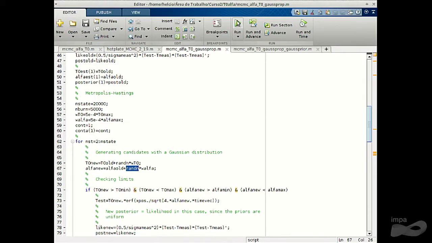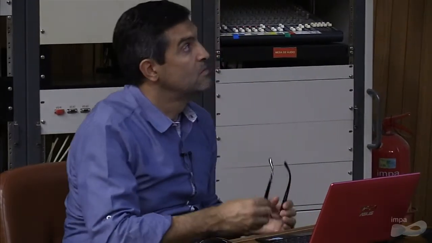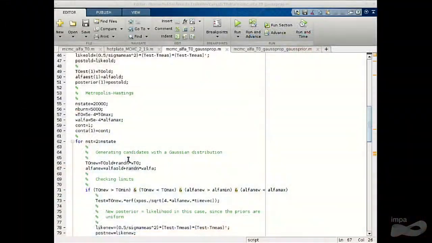Now we have a Gaussian proposal, okay? So randn is a number from a standard Gaussian, zero mean and unitary standard deviation, and then we multiply by WT0 and W alpha, which correspond respectively to the standard deviations of T0 and of alpha. You see that the priors for the parameters are still uniform.